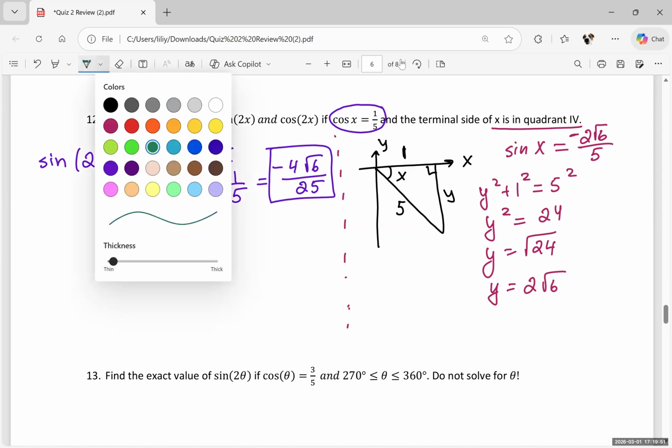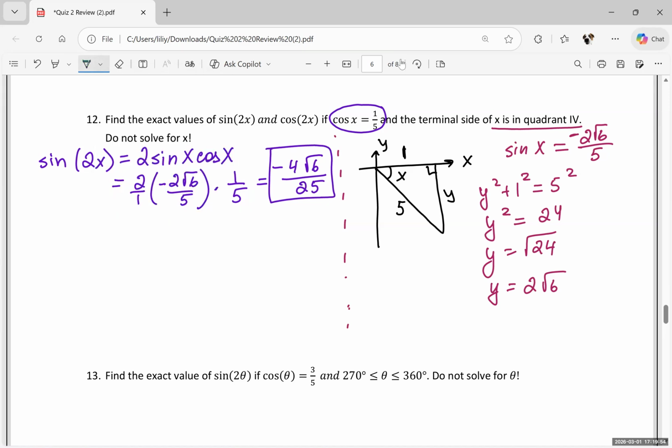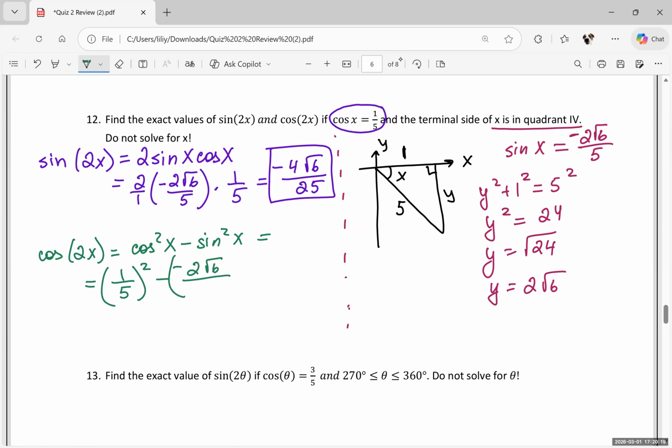Okay. And now we also need cosine of 2x. That formula is cosine squared x minus sine squared x. We know all the values here now. So cosine was given to us, that's 1 over 5. We have to square it. Minus sine squared, that's negative 2 square root of 6 divided by 5, and we have to square that.